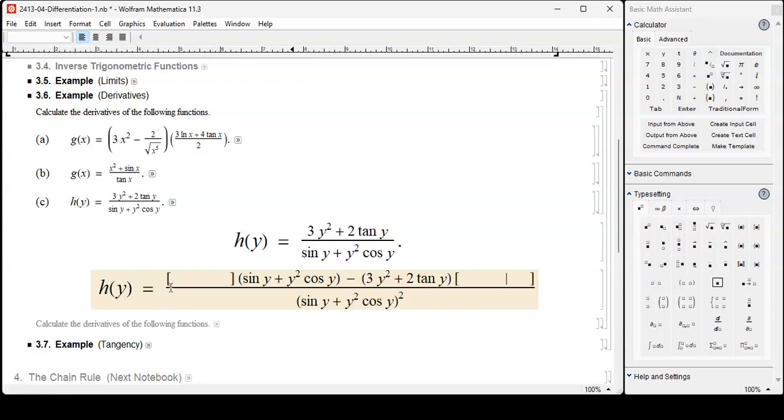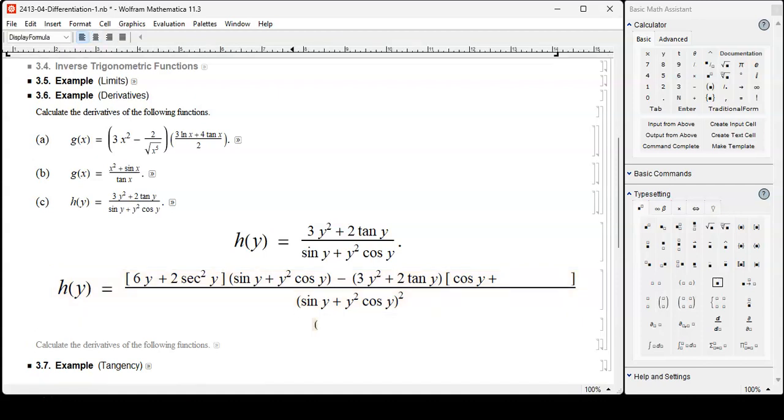Ready? Derivative of 3y squared, that's 6y. The derivative of tangent, what is the derivative of tangent? Secant squared. So that completes the derivative of the numerator. Now, let's go to, oh, okay, that's gonna be a bit bigger challenge. The derivative of sine is cosine. And then the derivative of y squared cosine of y, oh my goodness, that's another product rule. Well, okay, alright. If you can't, just go ahead and do that right away.